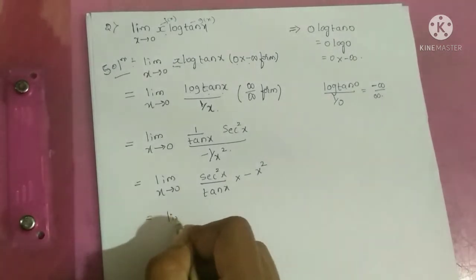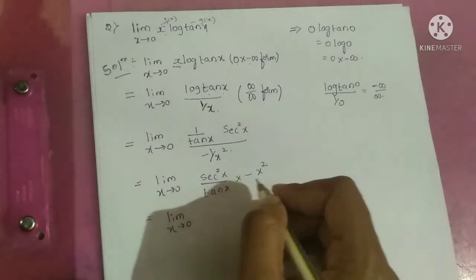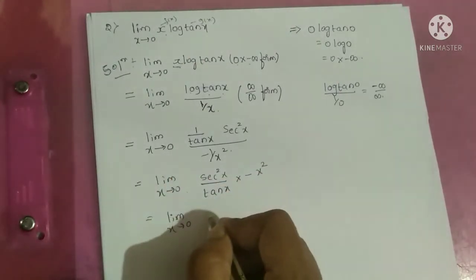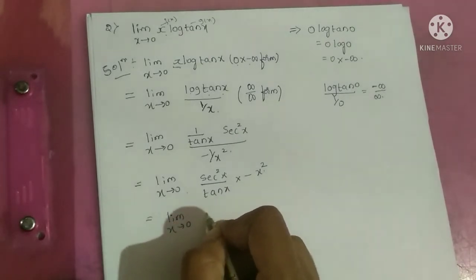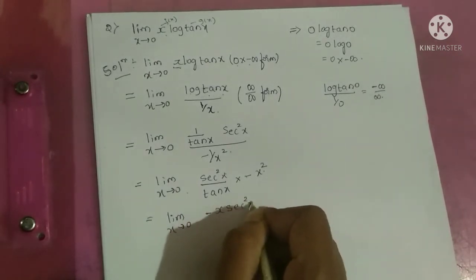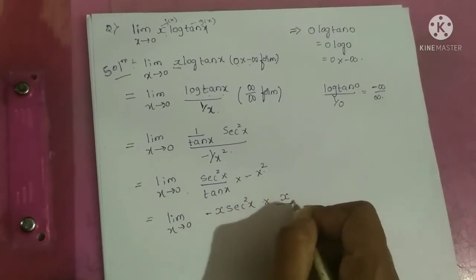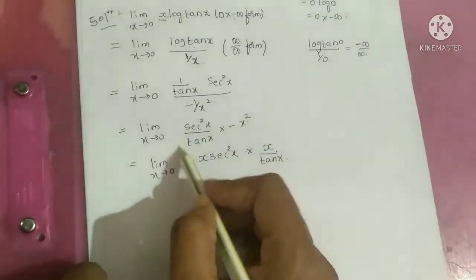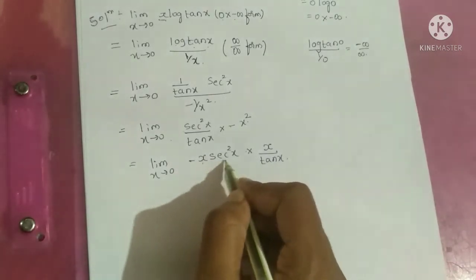Then here, limit x tends to 0. As you all know, limit x tends to 0, tan x by x value is 1. So we'll rearrange this term. How do you rearrange? First I'll split this into two terms separately according to our convenience. So minus x square is written as minus x into secant square x into x divided by tan x. So now we have split this one term into two terms: minus x secant square x, and x divided by tan x.